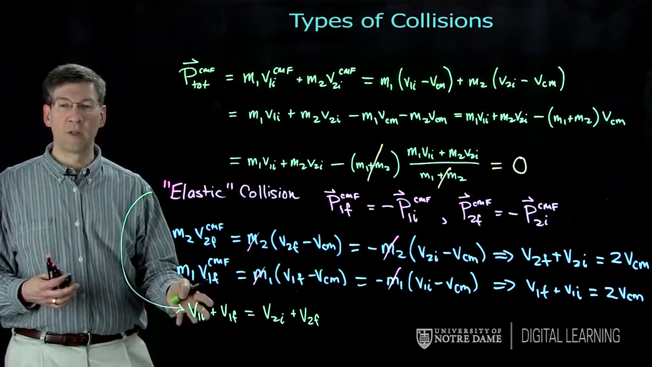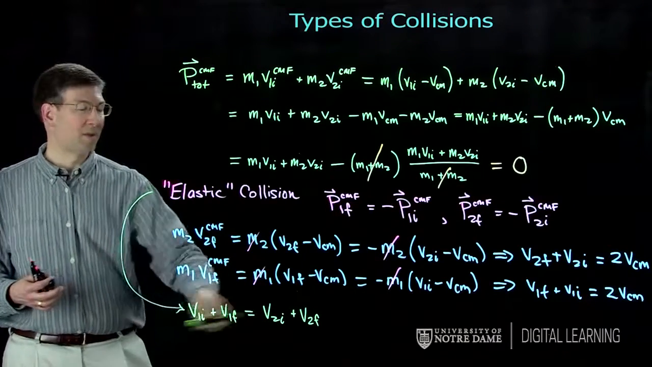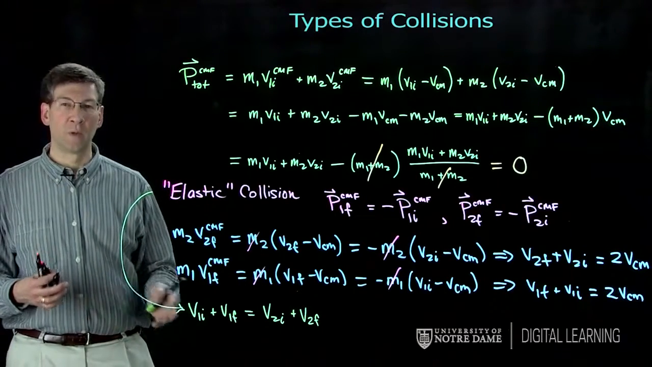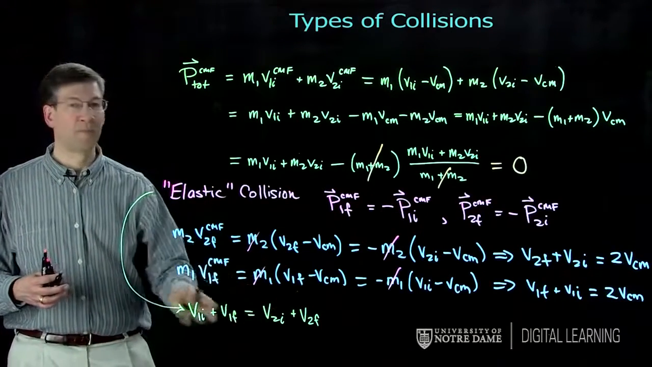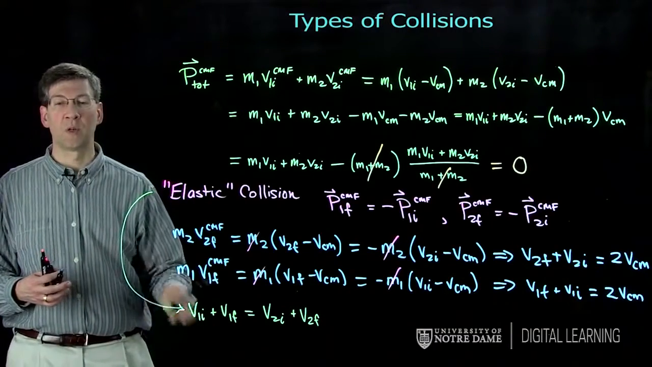And so the other interesting thing about this is that this is just a pure relationship with velocities. There are no masses in here. So this is true no matter what the masses of the colliding objects are, which is really interesting. And so we're going to use this to talk about elastic collisions because it's a very nice relationship between the initial and final speeds.